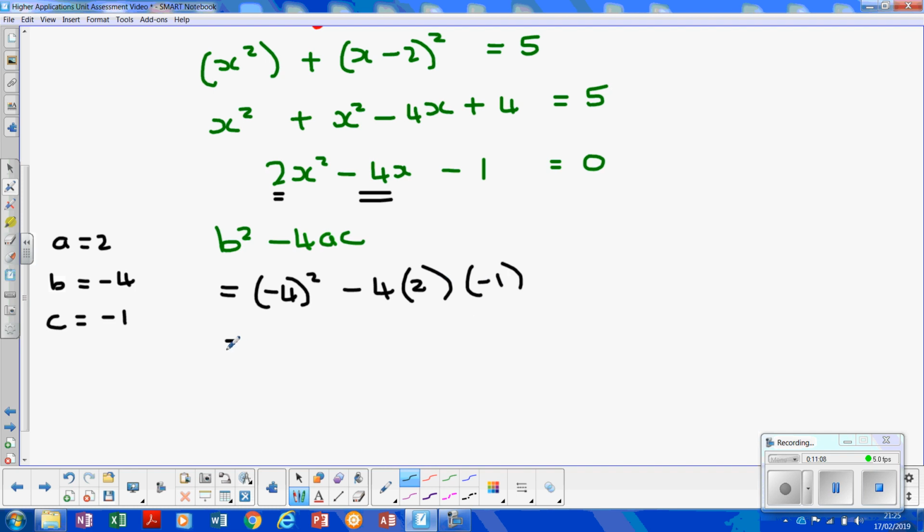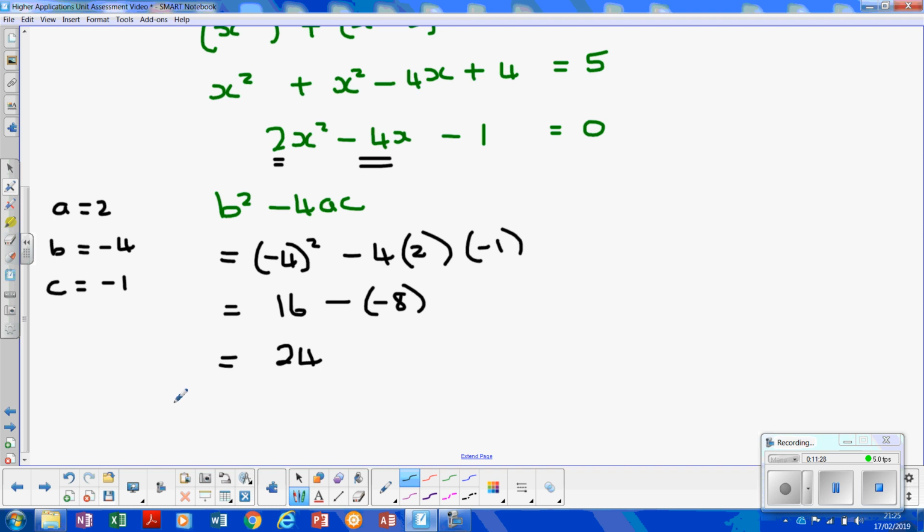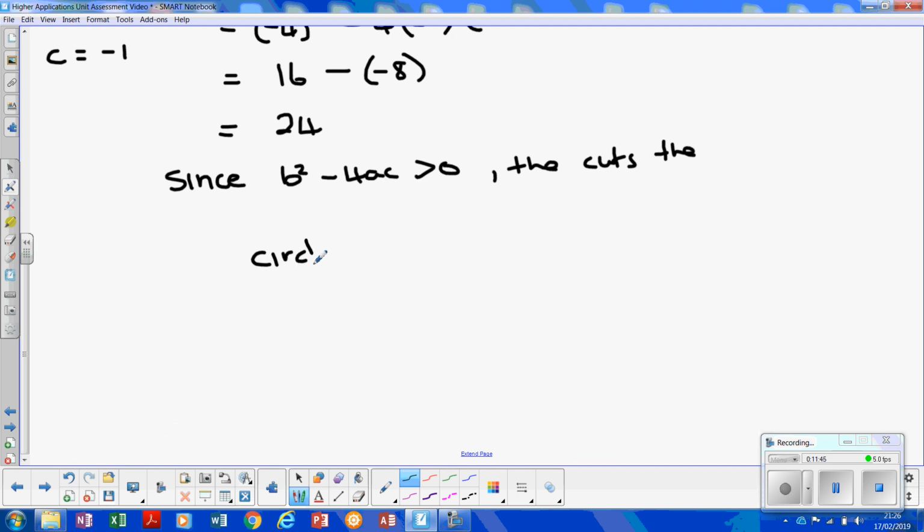So minus 4 squared is 16. Then I've got minus 4 times 2 is minus 8, and minus 8 times minus 1 is plus 8. Two minuses, when we're taking away a negative, we add instead. So 16 plus 8 is 24. So what does that mean? It means that it's not a tangent, it cuts in two places. So you have to answer this question: since b squared minus 4ac is greater than 0, the line cuts the circle in two places. So that means it is not a tangent to the circle.